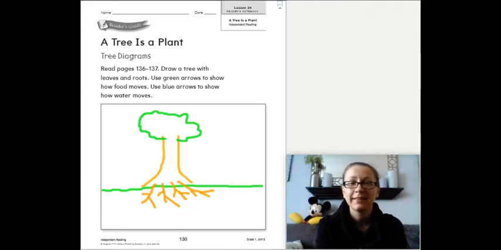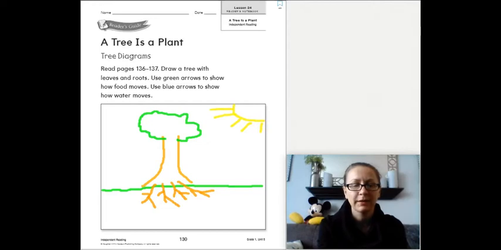So the next thing that we have to do is we need to use green arrows to show how food moves. So before I draw my arrows, I'm actually going to add one more thing into my picture. And I am going to add a sun in the corner. So remember in our story, it says that the sun helps to provide the tree with food.